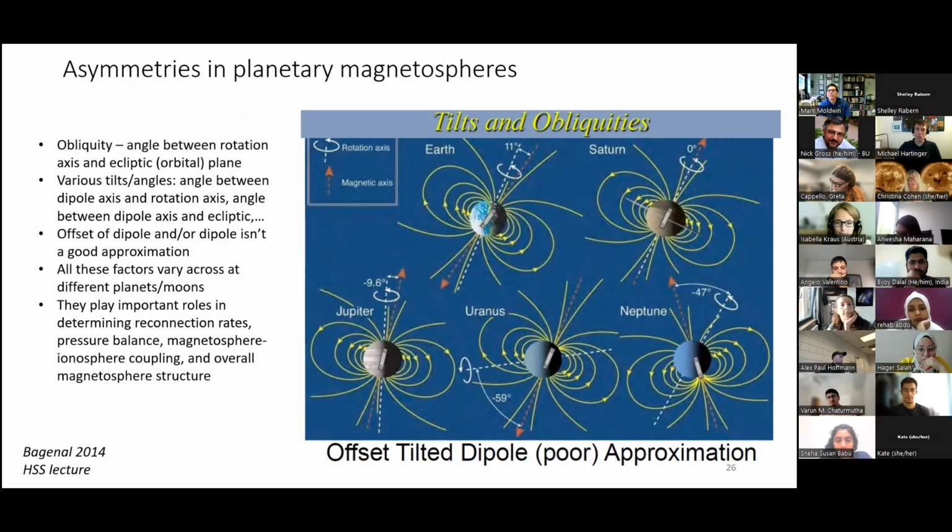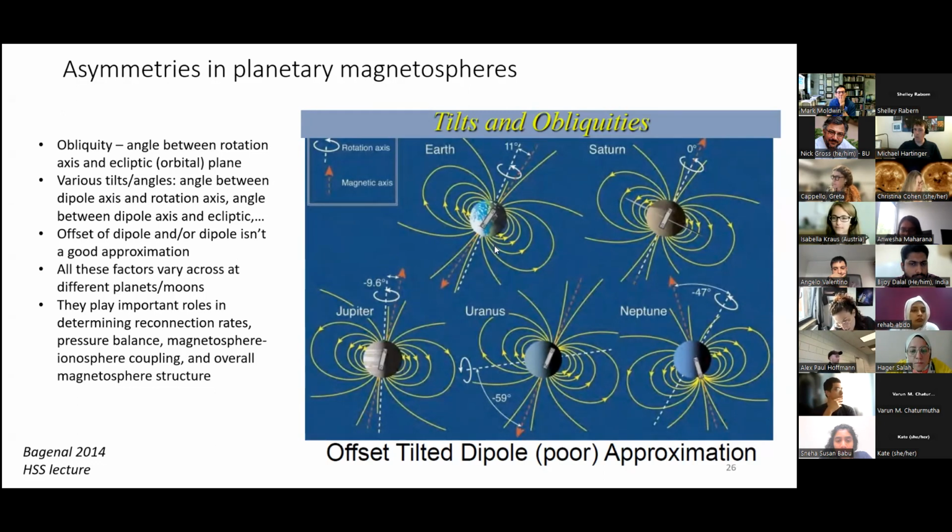So obliquity, or the angle between the rotation axis and the ecliptic plane, is important, because as we know, co-rotation is important. So where that rotation axis is relative to where the solar wind tends to strike the magnetosphere is important. There are a variety of tilts and angles. The angle between the dipole axis and the rotation axis, and the angle between the dipole axis and the ecliptic, can matter for many of the processes I talked about. And then someone mentioned earlier the higher order moments in the magnetic field. So the dipole isn't always a good approximation, and you can see, like at Uranus and Neptune, the dipole is shifted way off from the center.